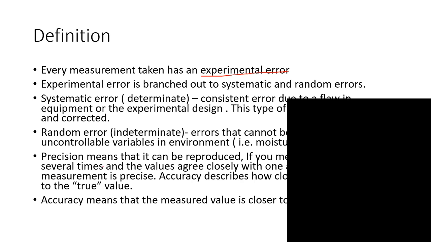Precision means that it can be reproduced, meaning if you measure a quantity several times and the values agree closely with one another, your measurement is precise. Accuracy describes how close a measured value is to the true value. Once again, if the measured value is closer to its actual value, that means accuracy.